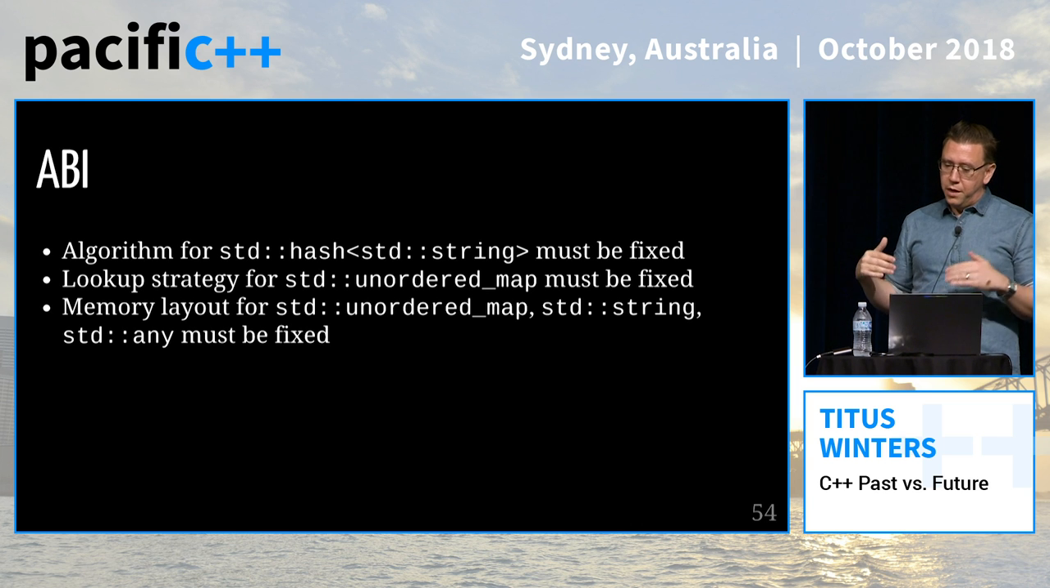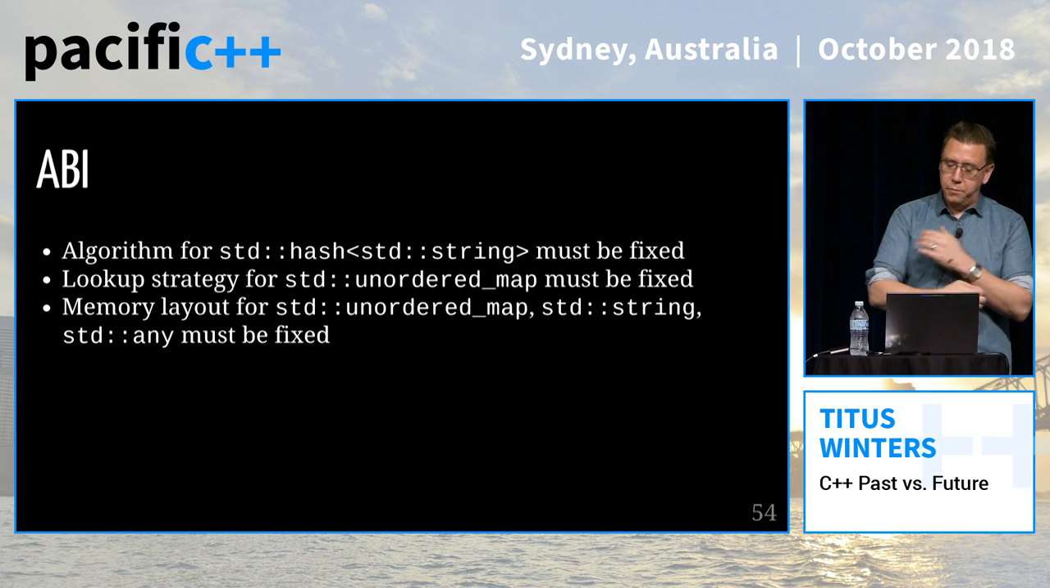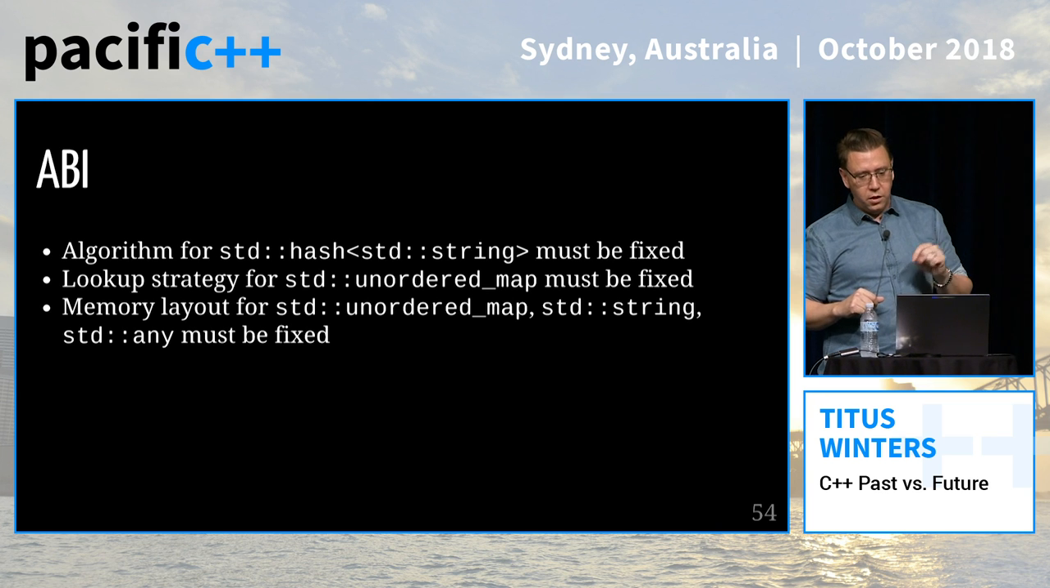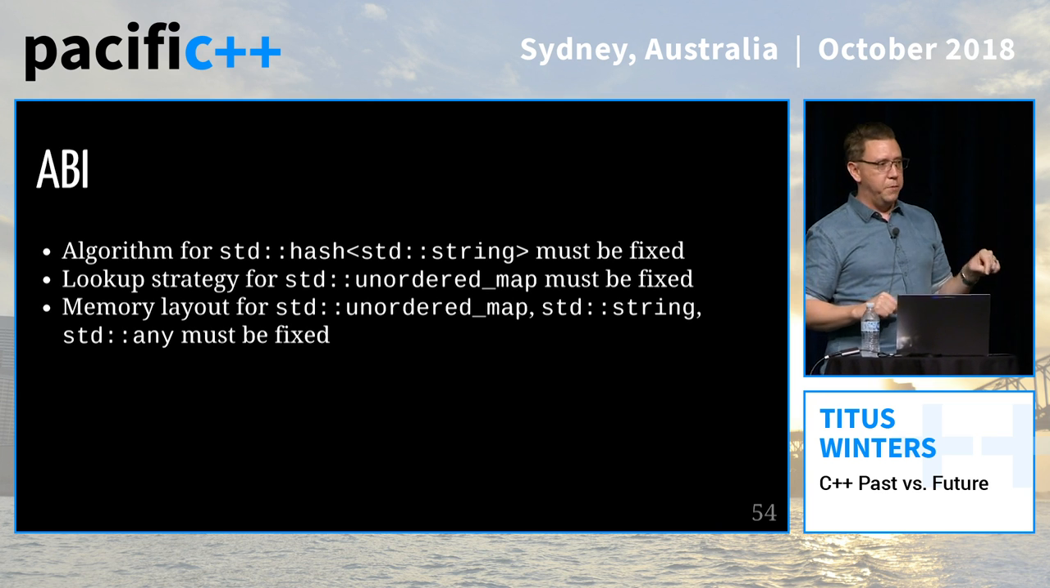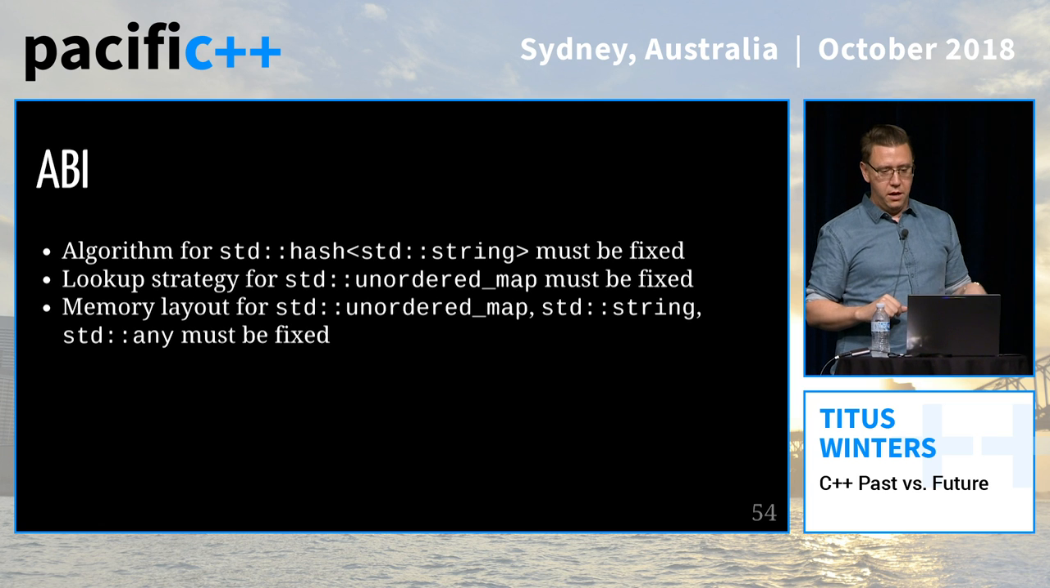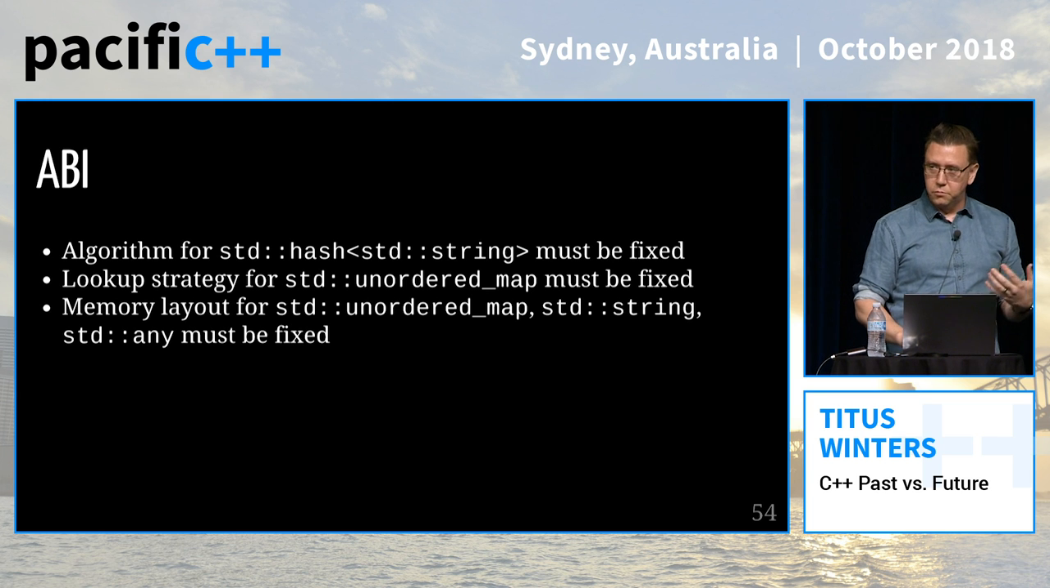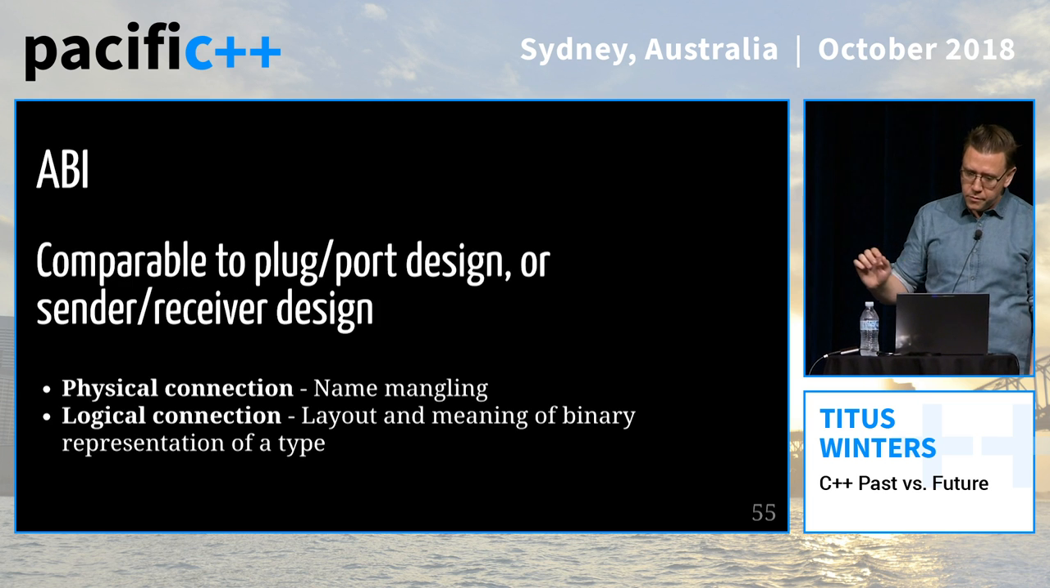So here we went from, I might pass a standard library type between binaries that were built at different times, to I can no longer apply recent research or optimization to my hash containers. And that is pretty fundamental and scary because we're talking about ABI.